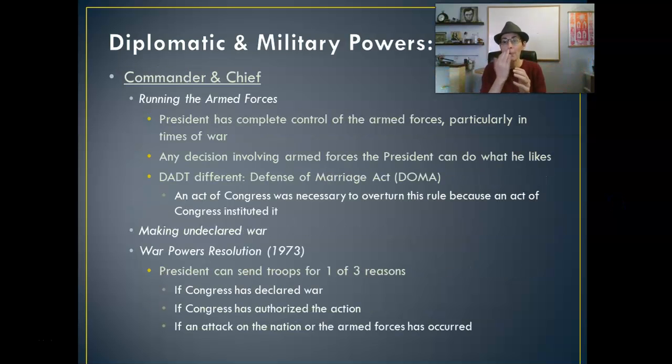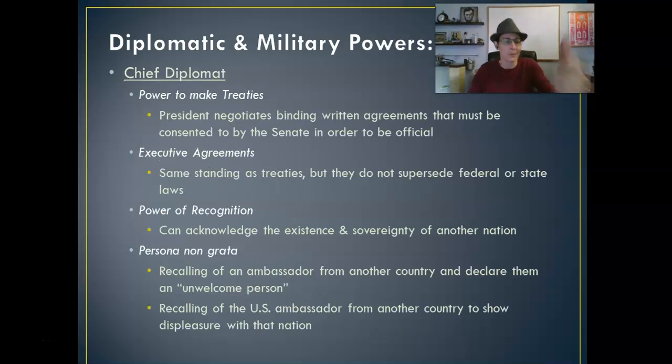Commander-in-Chief. This is probably the most well-known power of the president. Diplomatic is probably the least well-known. A lot of folks don't pay attention so much to diplomacy as much as we used to, maybe. Maybe we never did. I don't know. I feel like a lot of people don't really think about the stuff we just talked about with persona non grata and power of recognition, that kind of stuff.